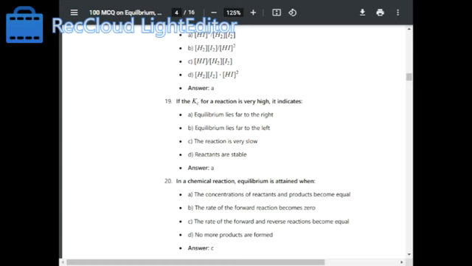Question number 20. In a chemical reaction, the equilibrium is attained when option A the concentration of reactants and product becomes equal, B the rate of forward reaction becomes 0, C the rate of forward and reverse reaction becomes equal, D no more product are found. The correct answer is C. In a chemical reaction, the equilibrium is attained when the rate of forward and reverse reaction becomes equal. The option C is correct.